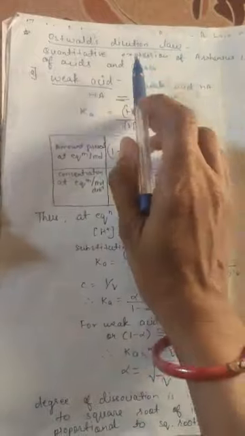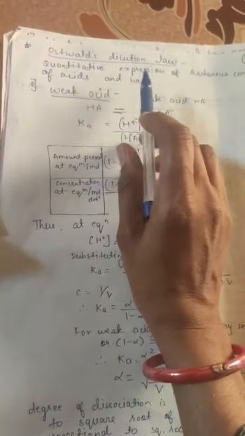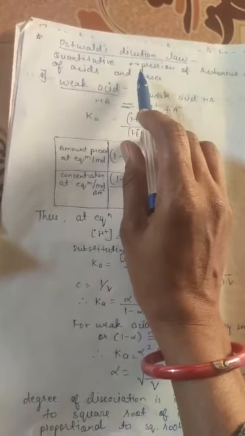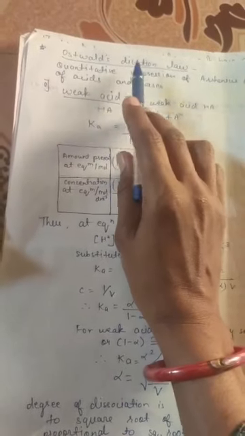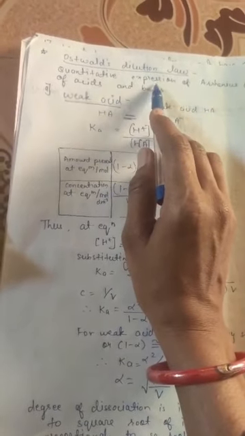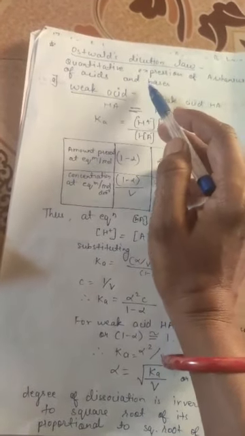Now we will turn to the next part, that is Ostwald's dilution law. So what is Ostwald's dilution law? It is applicable to weak electrolytes only. So weak electrolytes means which electrolytes? That is, weak acids and weak bases.